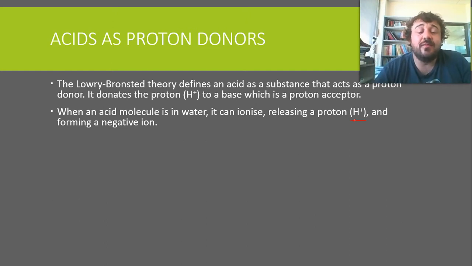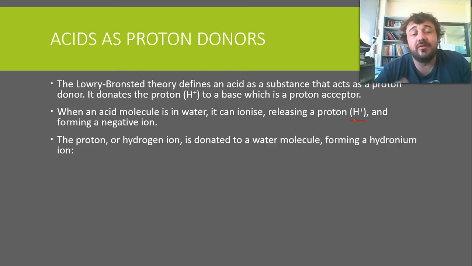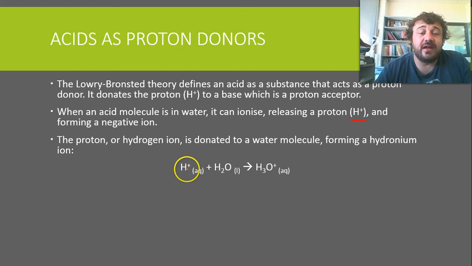So when an acid molecule is in water, it ionizes, this releases a proton and gives a negative ion. It also means that before it is in water, so just the pure acid molecule, it on its own needs to be considered to be neutral. Okay, so the proton or hydrogen ion is donated to a water molecule, and this forms the hydronium ion. And it looks like this. So we've got our H+ here. We add it to the water, and it gives us a hydronium ion.